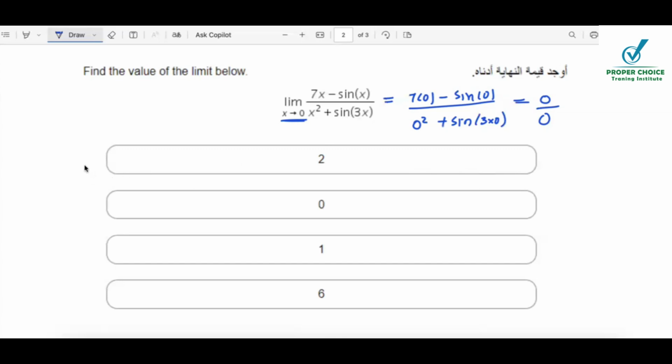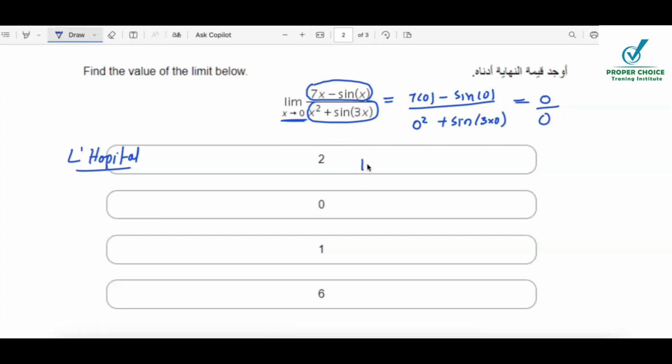Here you need to apply a rule called L'Hopital's rule. You might have studied this in calculus. If not, it's very simple. According to this rule, you find the derivative of the numerator independently, find the derivative of the denominator independently, write them down, and substitute the value of x as 0. Again, if you get 0 by 0, repeat the same steps till you get a finite number. Okay, so now let's find that.